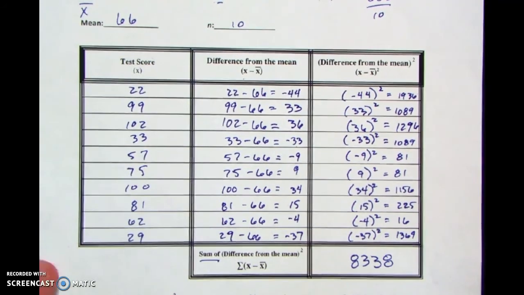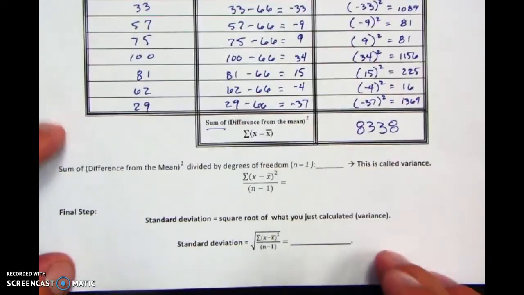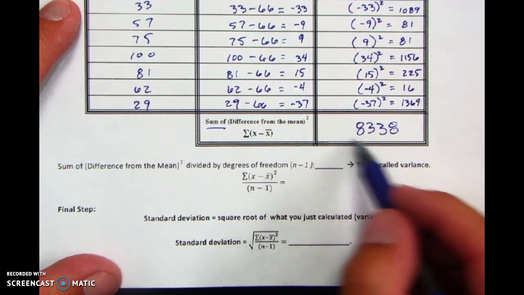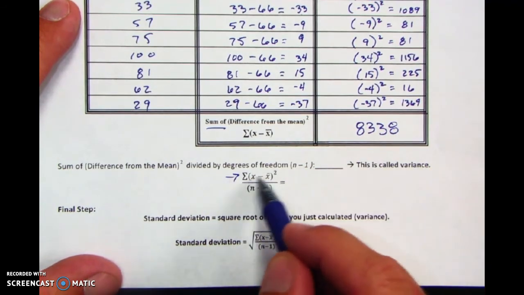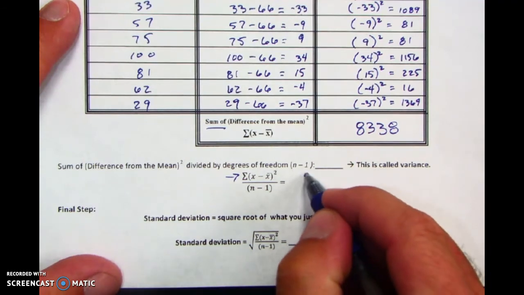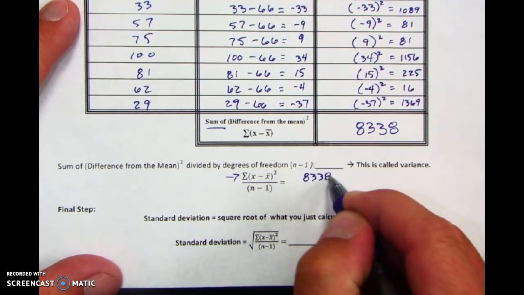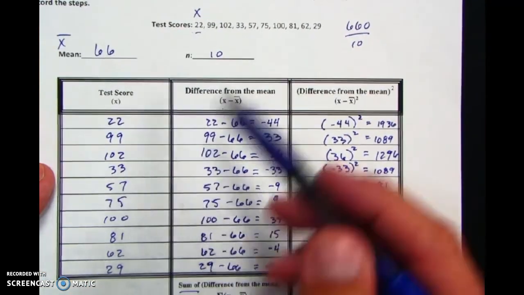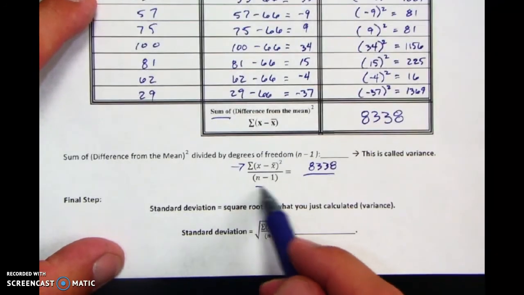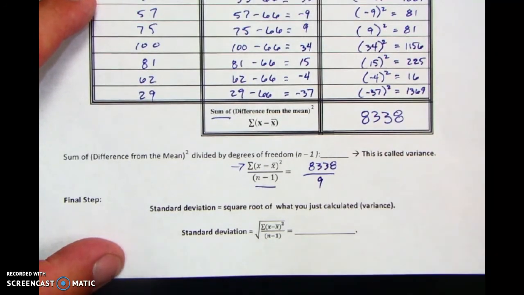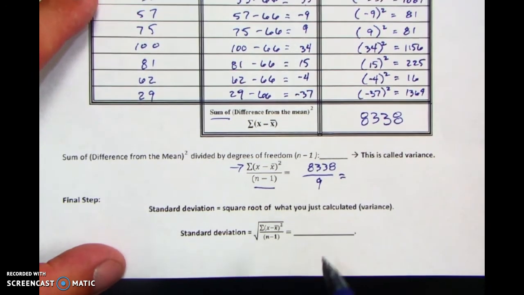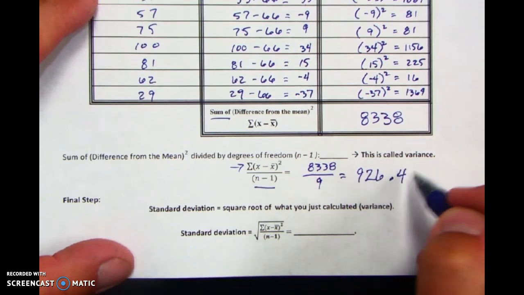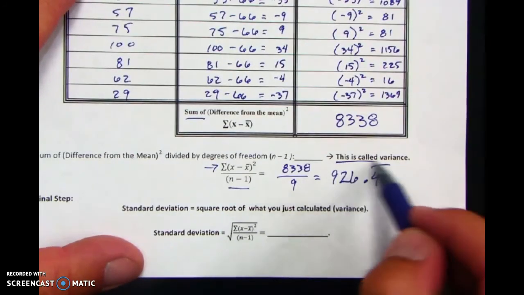8,338. Now, as far as finding the standard deviation, first we take this summation, that's what this symbol is talking about, the summation of those differences squared, and we already determined that that's 8,338. We're going to divide by, now remember we said that there are 10 terms in here, so we take our 10 minus 1, and we're going to divide by 9. This value is 926.4, and that turns out to be repeating. That is known as the variance.